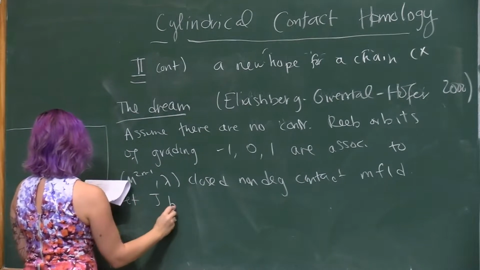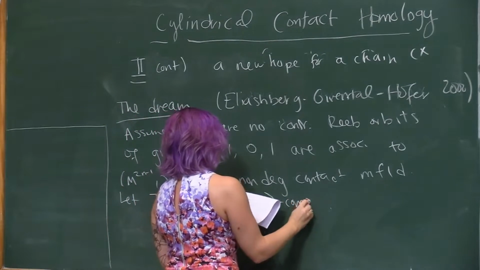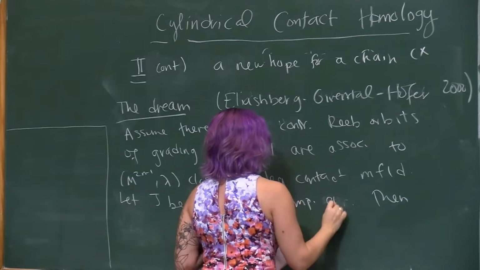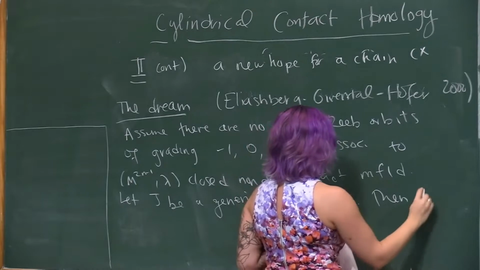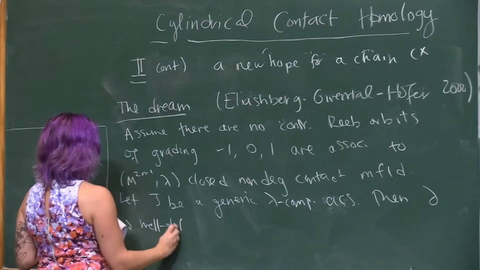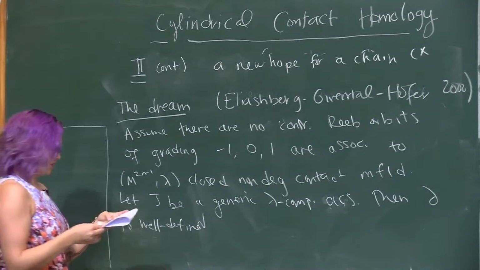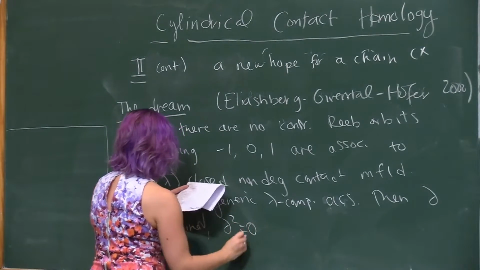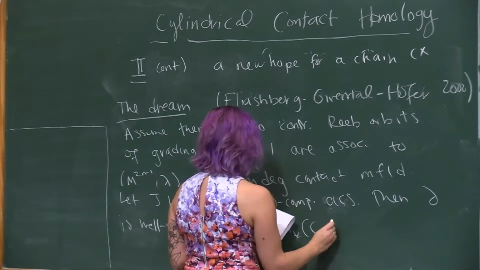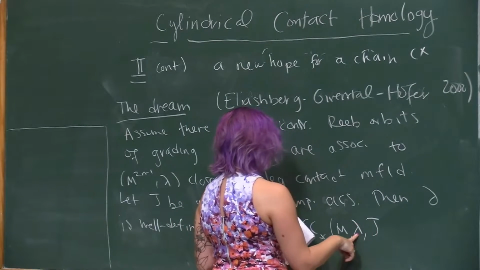Let J be a generic lambda compatible structure. Then the differential is well defined. Well, the differential means that you can either take kappa delta or delta kappa. D squared is equal to 0, and the homology of this chain complex is actually an invariant of the kernel of lambda, meaning it doesn't depend on the choice of lambda or the choice of J.